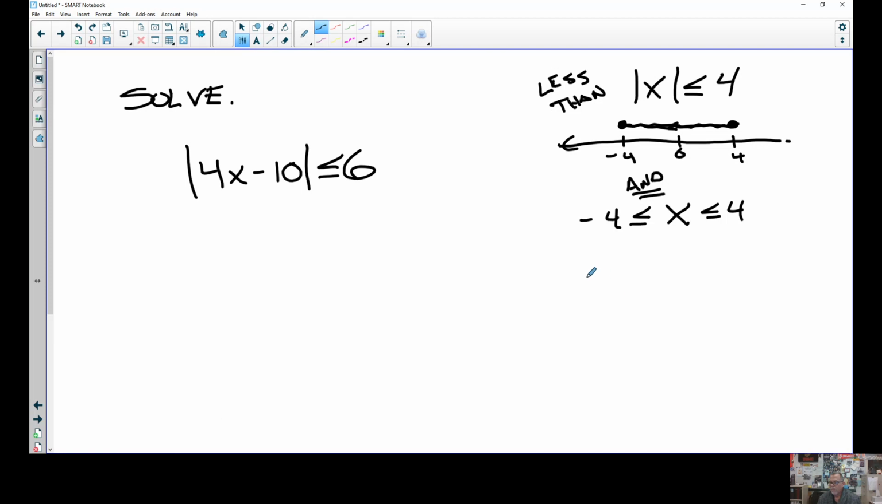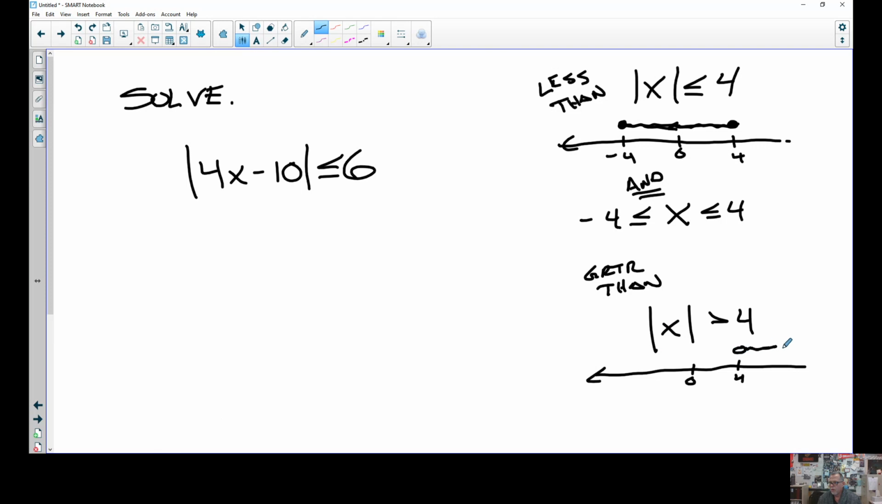All right, so if that's less than, what does greater than look like? Well, again, for the same idea, if I have absolute value of x strictly greater than 4, what that means on the number line is everything from 4 out. I'm going to do an open circle this time and go that way like I tried to last time. And open circle, go that way, right?